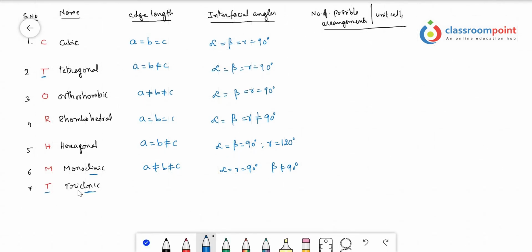In the case of the triclinic, all angles and edge lengths are not equal to one another. Means here A not equals B not equals C, and alpha not equals beta not equals gamma not equals 90 degrees. None of these angles equals 90 degrees. At the same time, they are not equal to each other.